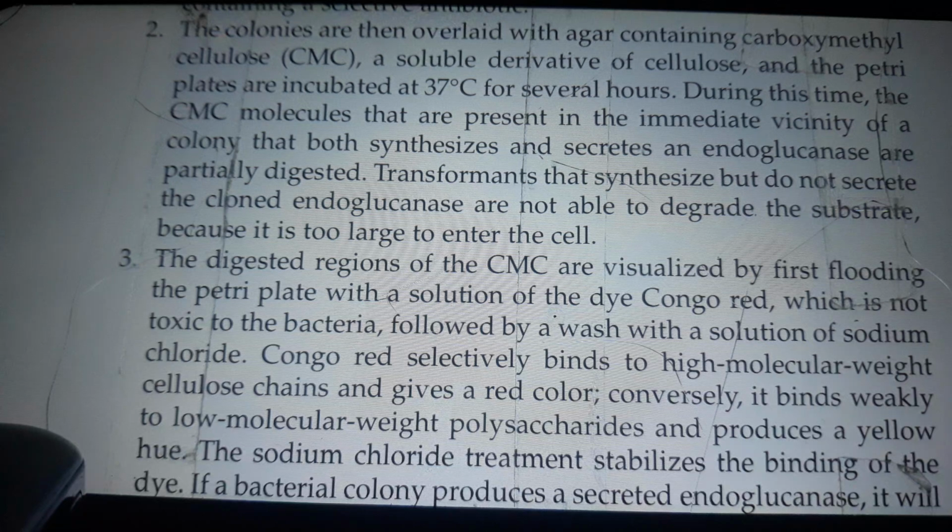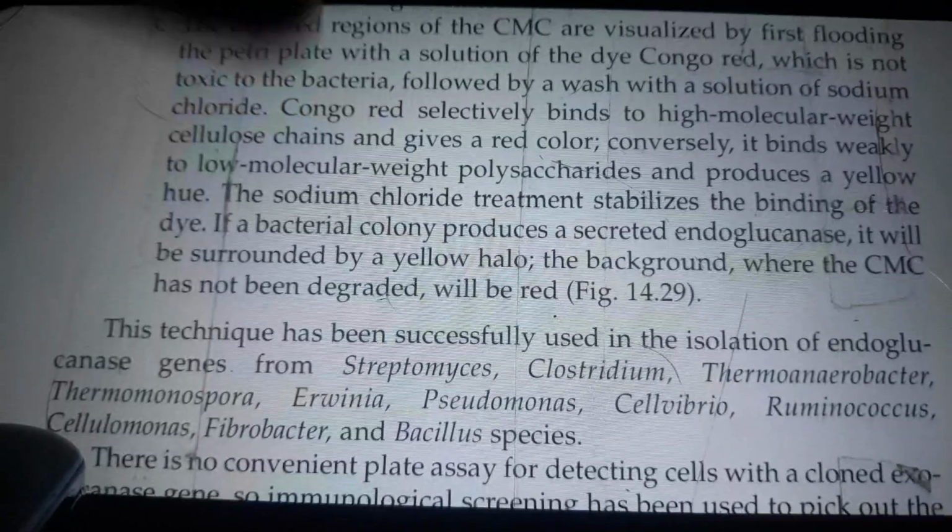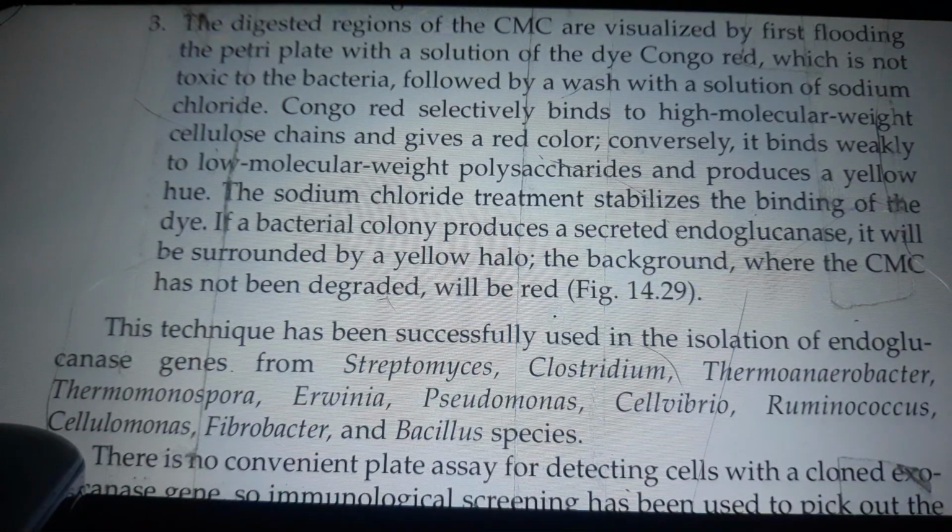Transformants that synthesize but do not secrete the cloned endoglucanase are not able to degrade the substrate because it is too large to enter the cell. The digested regions of the CMC are visualized by first flooding the Petri plate with a solution of the dye Congo Red, which is not toxic to the bacteria, followed by a wash with a solution of sodium chloride. Congo Red selectively binds to a high molecular weight cellulose chain and gives a red color. Conversely, it binds weakly to low molecular weight polysaccharides and produces a yellow hue. The sodium chloride treatment stabilizes the binding of the dye.